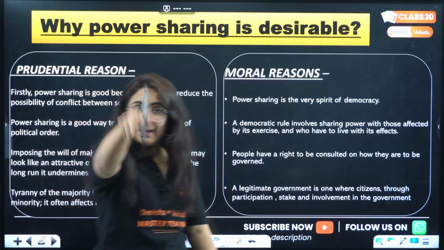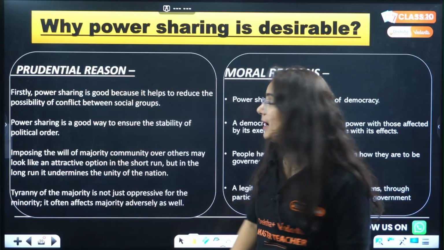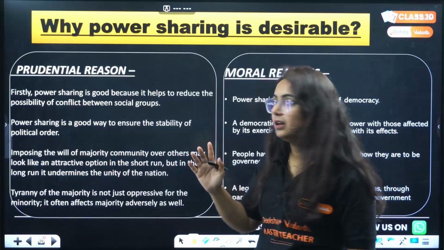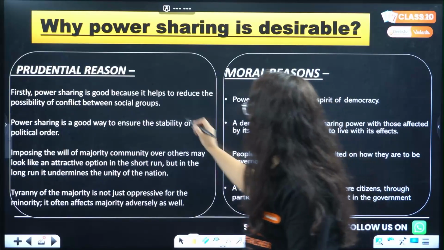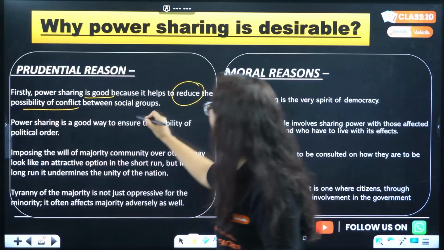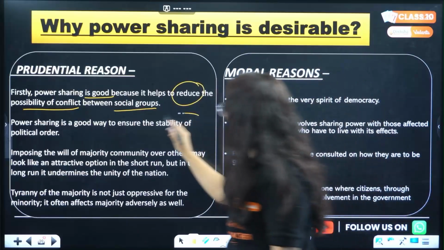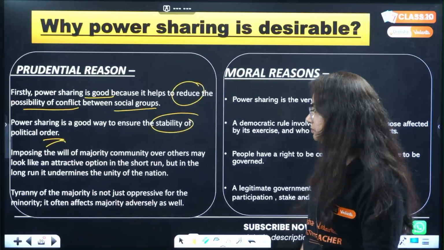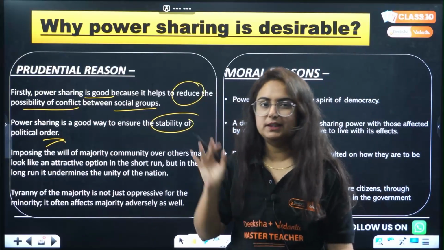So, why is power sharing desirable? First are the prudential reasons. Whenever there is power sharing, right, there will be the least conflicts among the social groups, right? So, power sharing is good because it reduces the possibility of conflict between the social groups. When the social groups are not fighting, there will be stability in the political order. Point number 2. Right? The third and fourth points are a bit critical, but we will understand them.